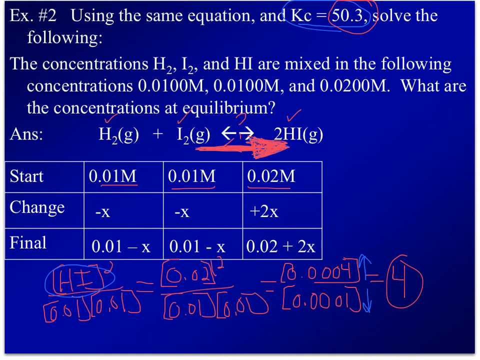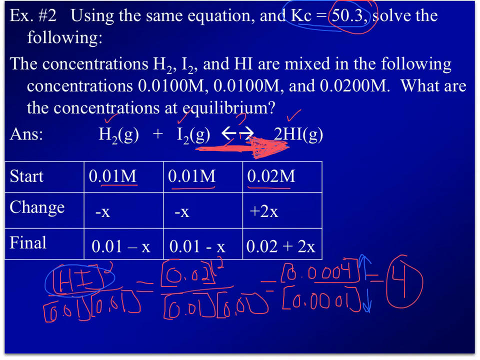Okay, so what that means, one more time, is we're going to shift to the right. In other words, we need to make Q larger. Okay, it's going to happen. Q is going to become larger until it gets to 50.3, which at that point means it's at equilibrium. Okay, how do we make Q larger again? We increase the concentration on the top.